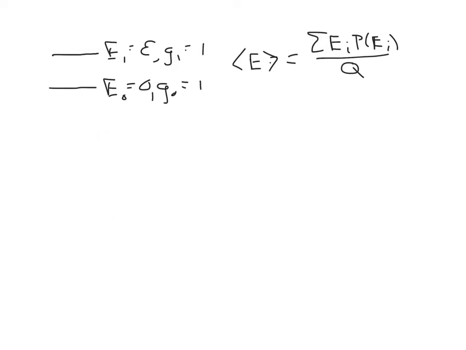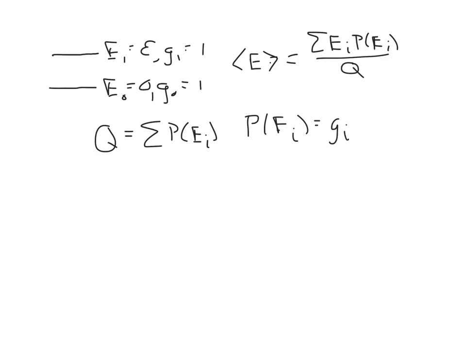The first thing we need to do to use this definition is to find a value for Q. Remember that Q is the sum over all states of the probability, so this is just the normalization factor for our probability. To find the probability, we're going to use the Boltzmann probability. The Boltzmann probability is given by the degeneracy times the exponential of the energy of the state divided by the Boltzmann constant times the temperature.